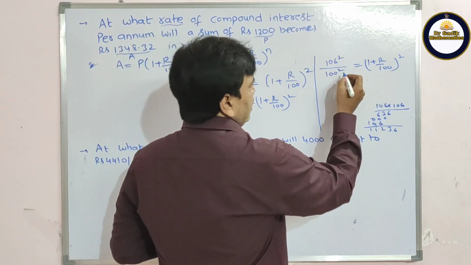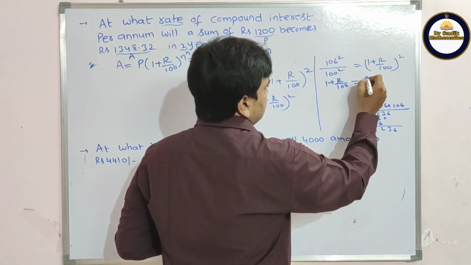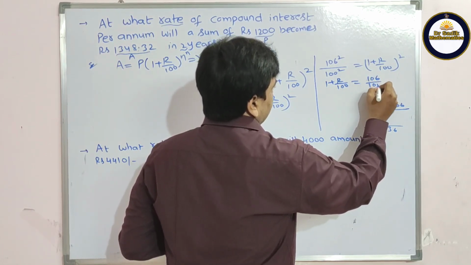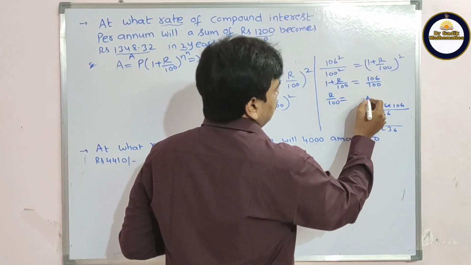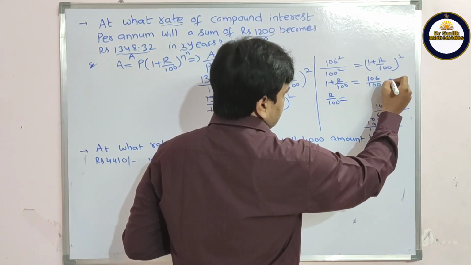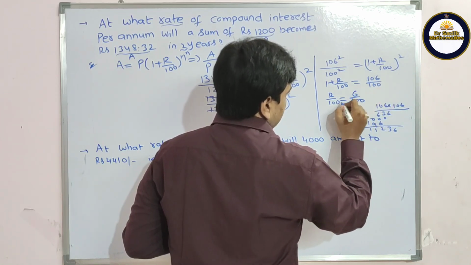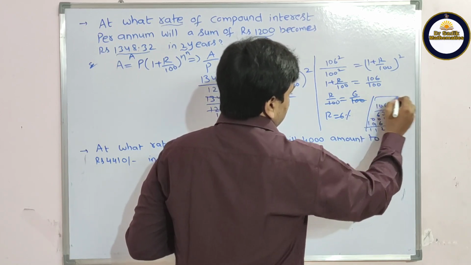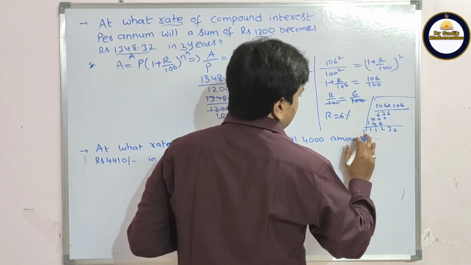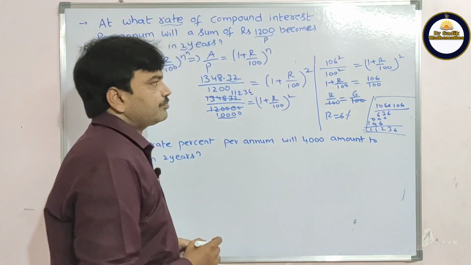Okay friends, now I can write 1 plus r by 100 is equal to 106 by 100. Simply r by 100 is equal to, you transpose 1, we get minus 1, 106 minus 100, we get 6 by 100, 100 cancel, we get r is equal to 6%.